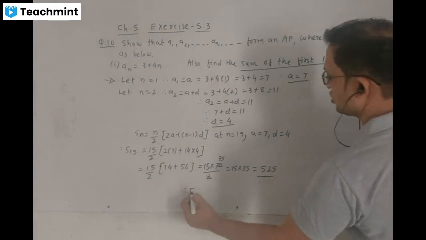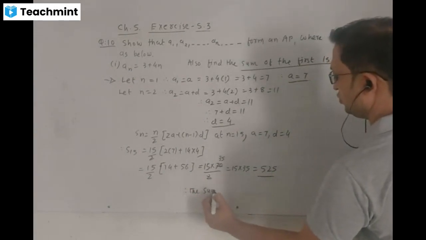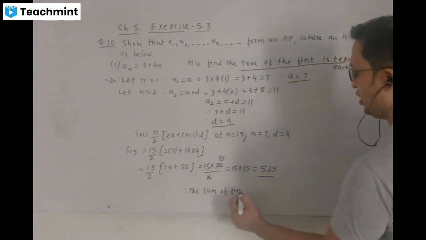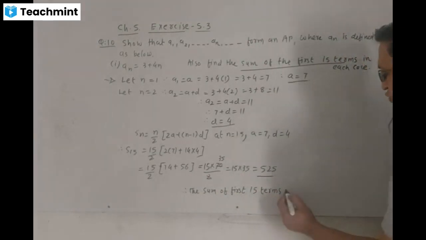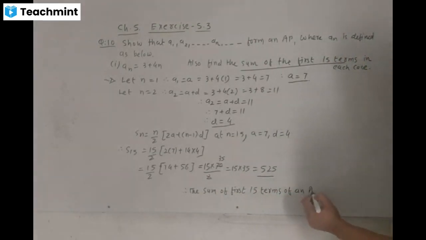Therefore, the sum of first 15 terms of an AP is equal to 525.